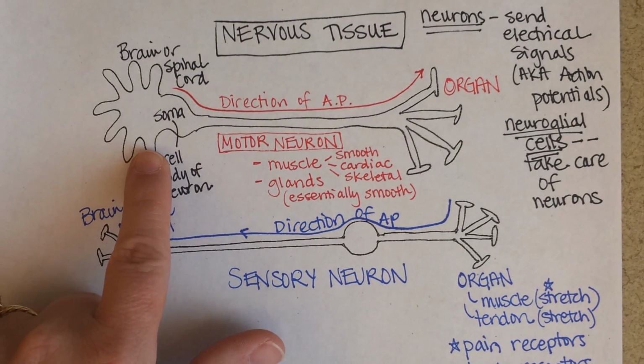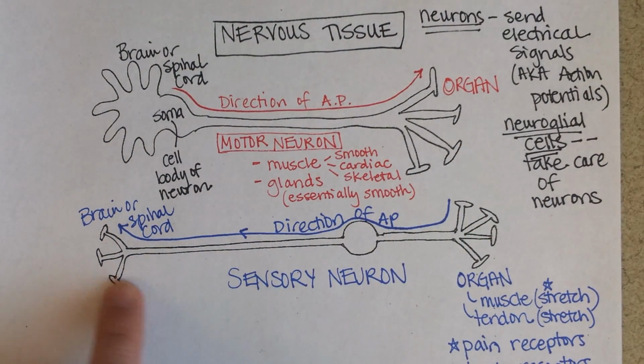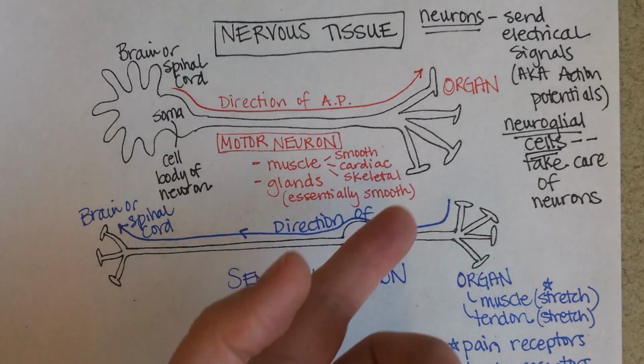So your brain or spinal cord can control what happens, but your organs are always telling the brain or spinal cord how things are going. And that communication allows the body to be able to maintain homeostasis, sending a response when it's needed.